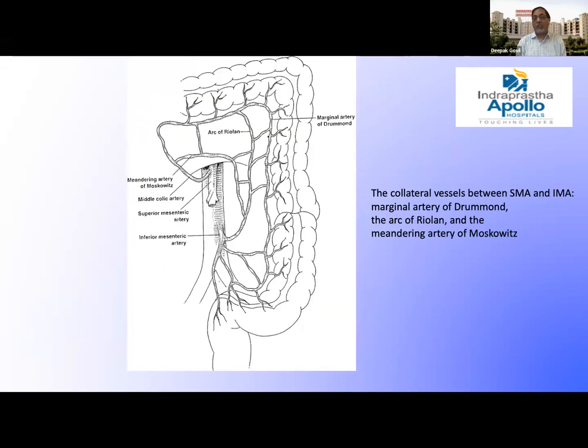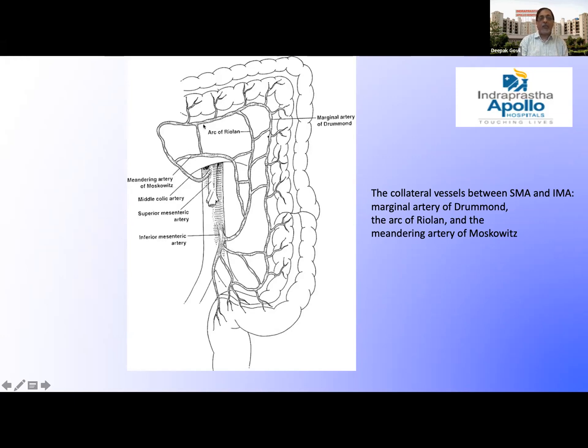Then there are collaterals which develop between the SMA and IMA, and the collaterals can be in the form of a marginal artery of Drummond, as you can see, which can give rise to this vessel, and going towards the collaterals towards the inferior mesenteric vessel.